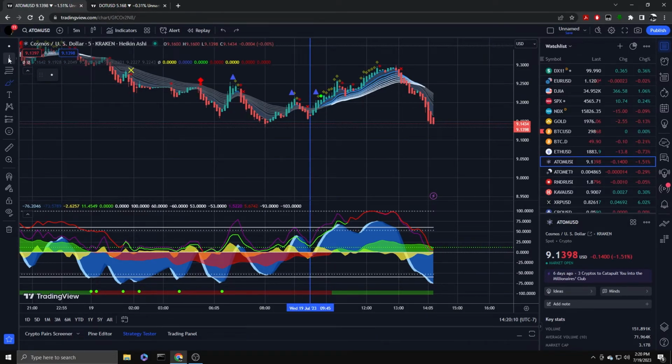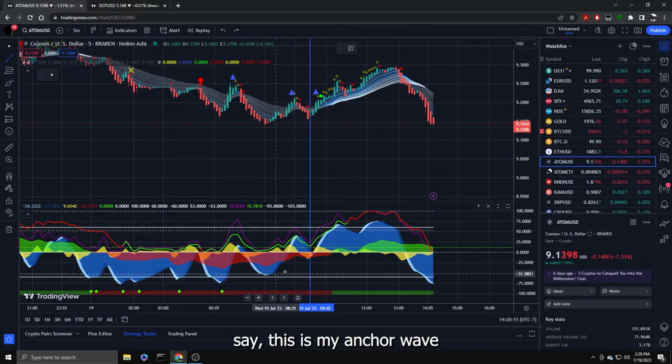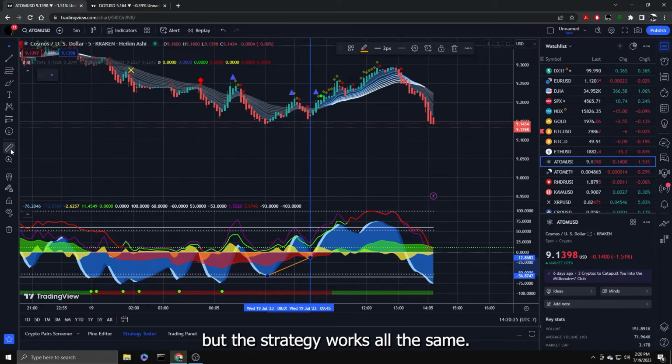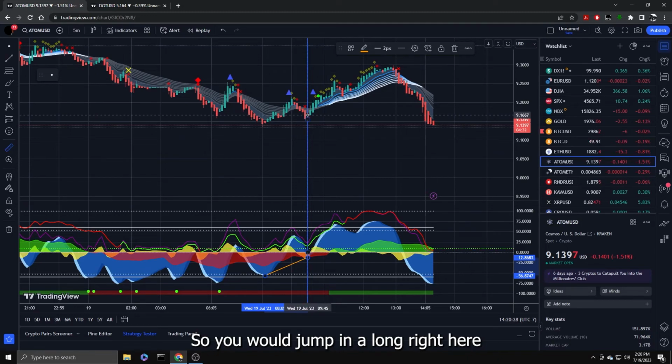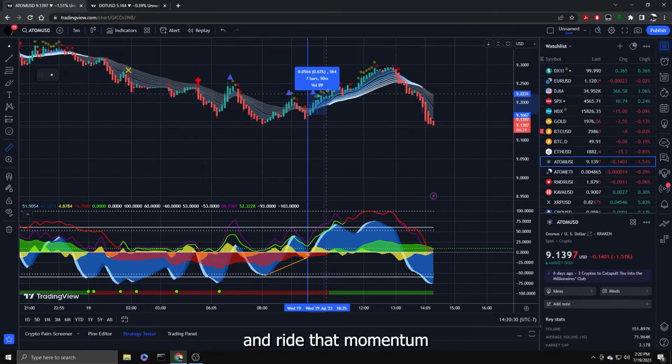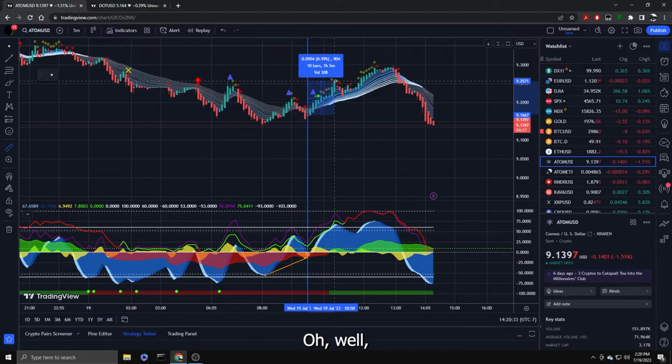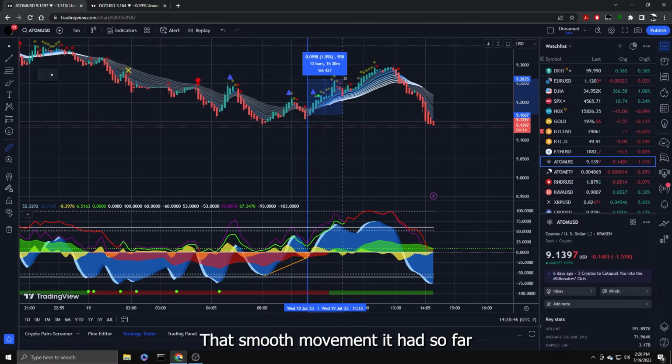You could say this is my anchor wave, and then this little nodule here is my trigger wave. Now it's shallow because we're on the 5 minute, we're looking at fractions of a percent here, but the strategy works all the same. So you would jump in a long right here and ride that momentum up, up, up, all the way. Oh, well, we could take a 1% profit, but at 10x leverage after an hour, that's a 10% gain. Not bad. You could stick with it and see if the cash flow continues that smooth movement it had so far and hang out.